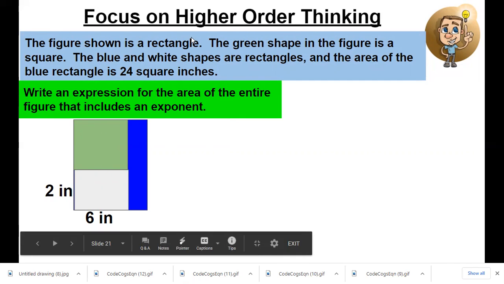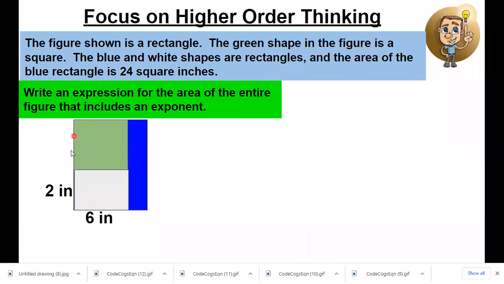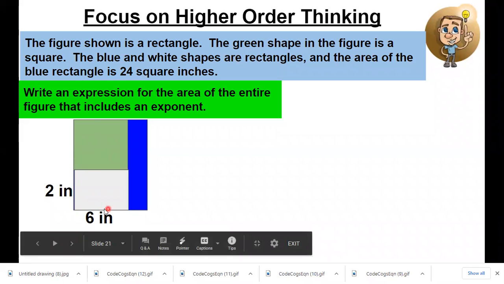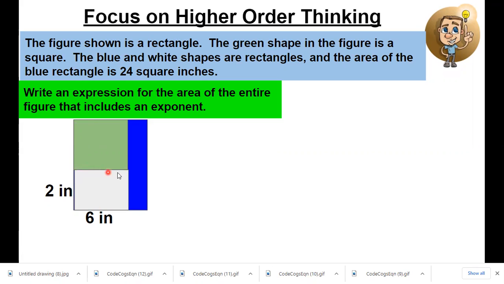Let me get my little spotlight. So a square has the same length of sides all around. Every side is the same length. So what is the length of this square here? Each side is how long? Where can I find that information? Well, if I look down here, the white rectangle is 6. Isn't that the same side as the green rectangle up here? So the green rectangle is going to be 6.